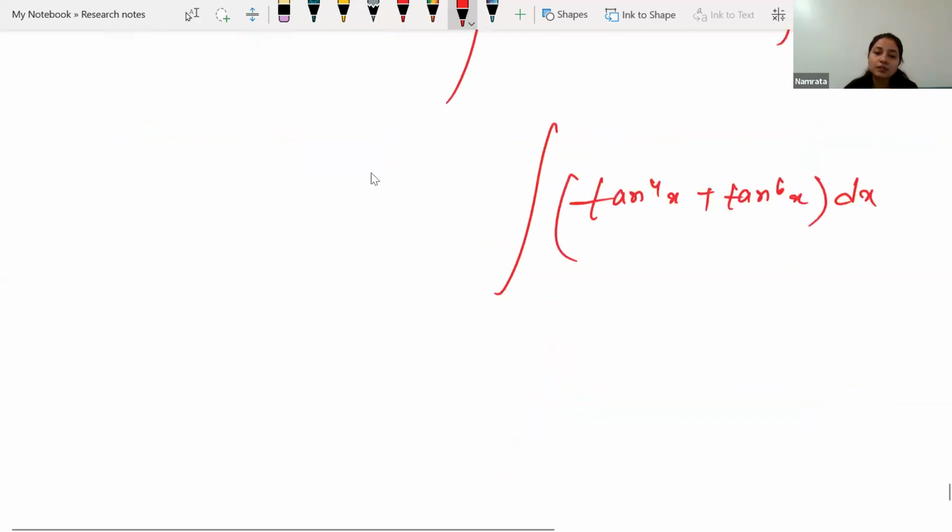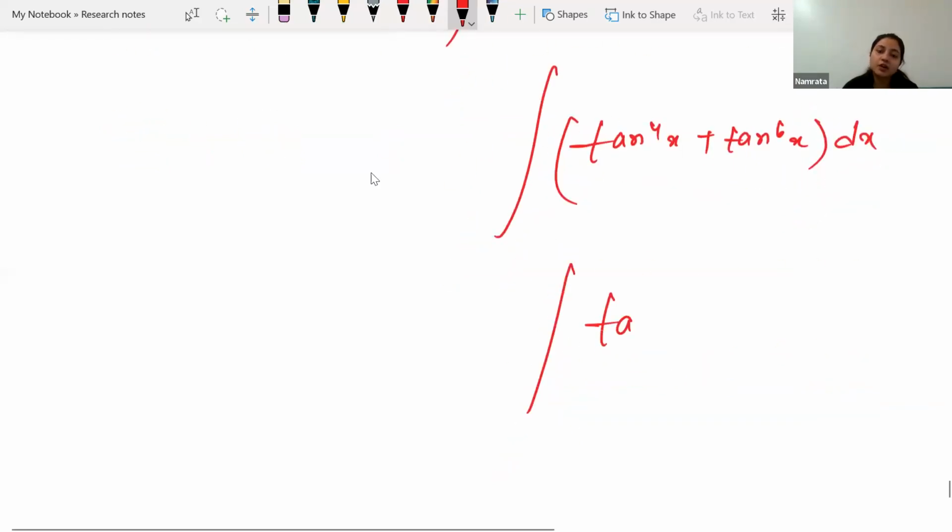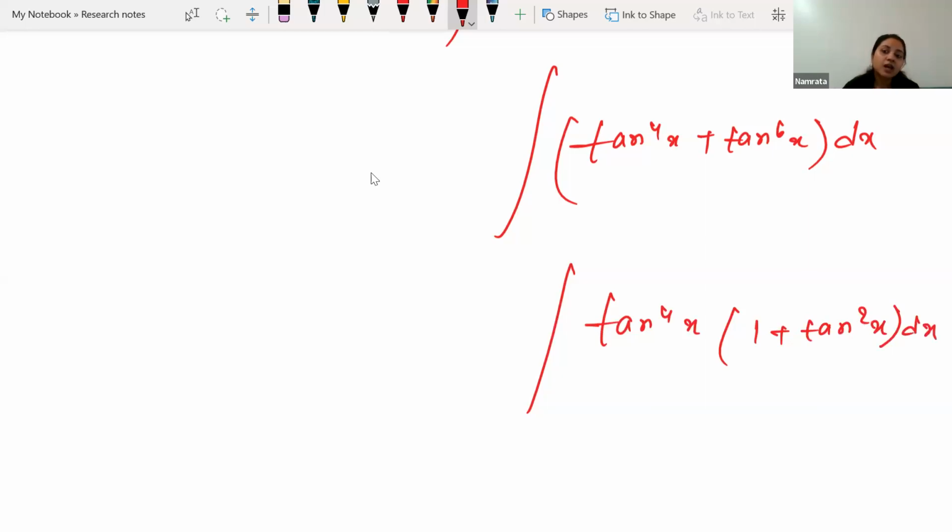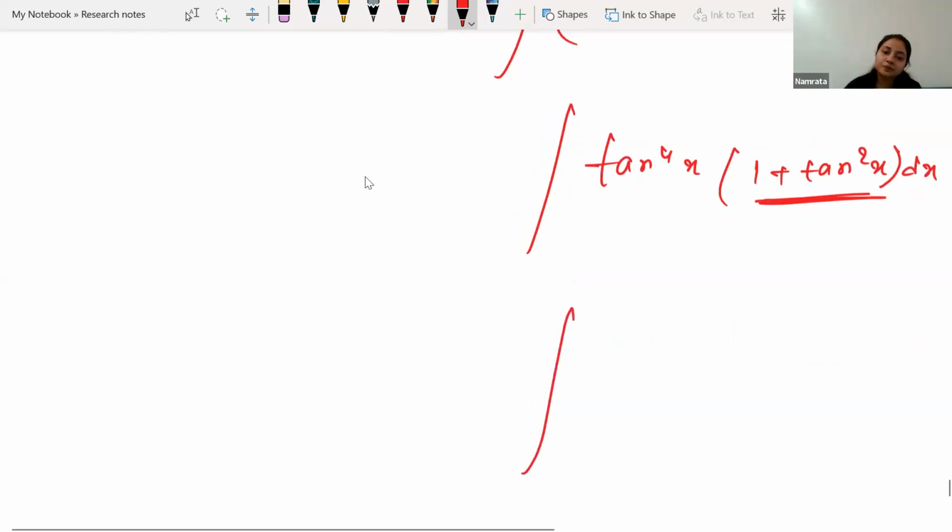From here, what is common? Common is tan to the power 4x. What is remaining? 1 plus tan square x. Yes, I can see the pattern. This will give sec square x, and when we substitute tan, we will get sec, and we are done with the integration. So tan to the power 4x, 1 plus tan square x is sec square x dx.